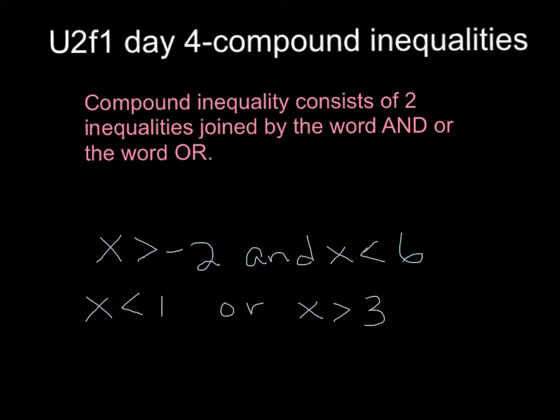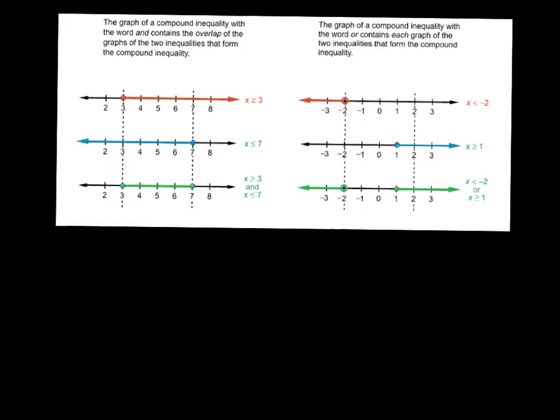So graphing them is where it changes because we have two graphs in one. The first time, the graph with a compound inequality that uses the word and, your answer is going to be where they overlap. So the first one we have x is greater than 3, so here's the graph, and x is less than or equal to 7. Both of these things have to happen for us to have our answer. Where they overlap is this area right in here. So this is the answer.